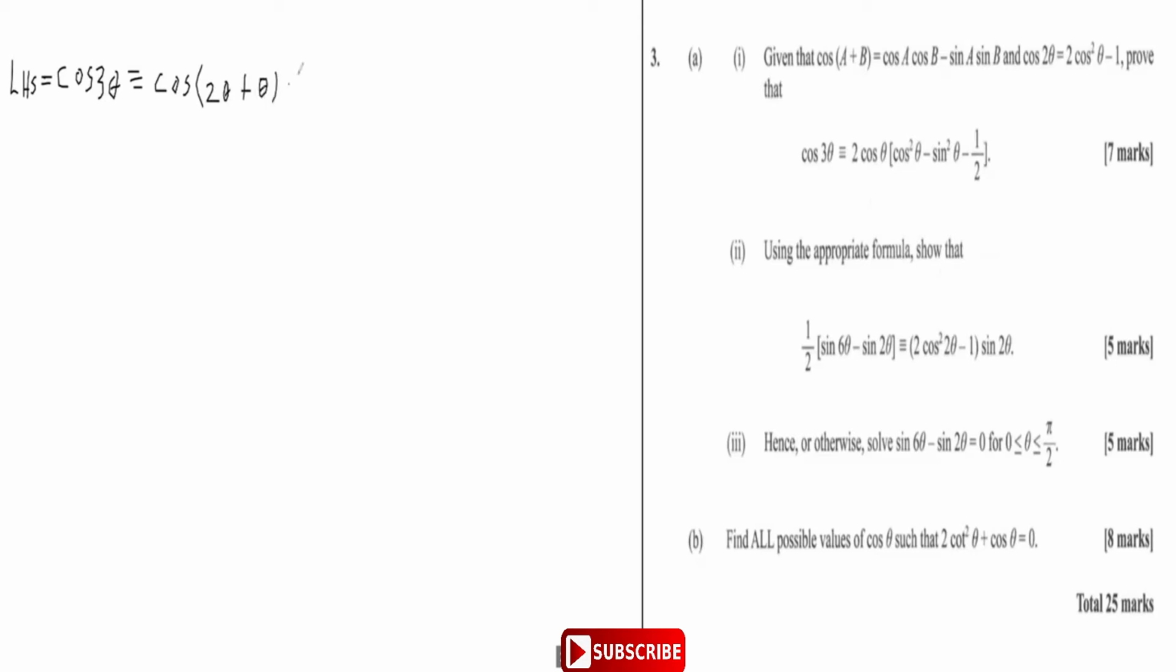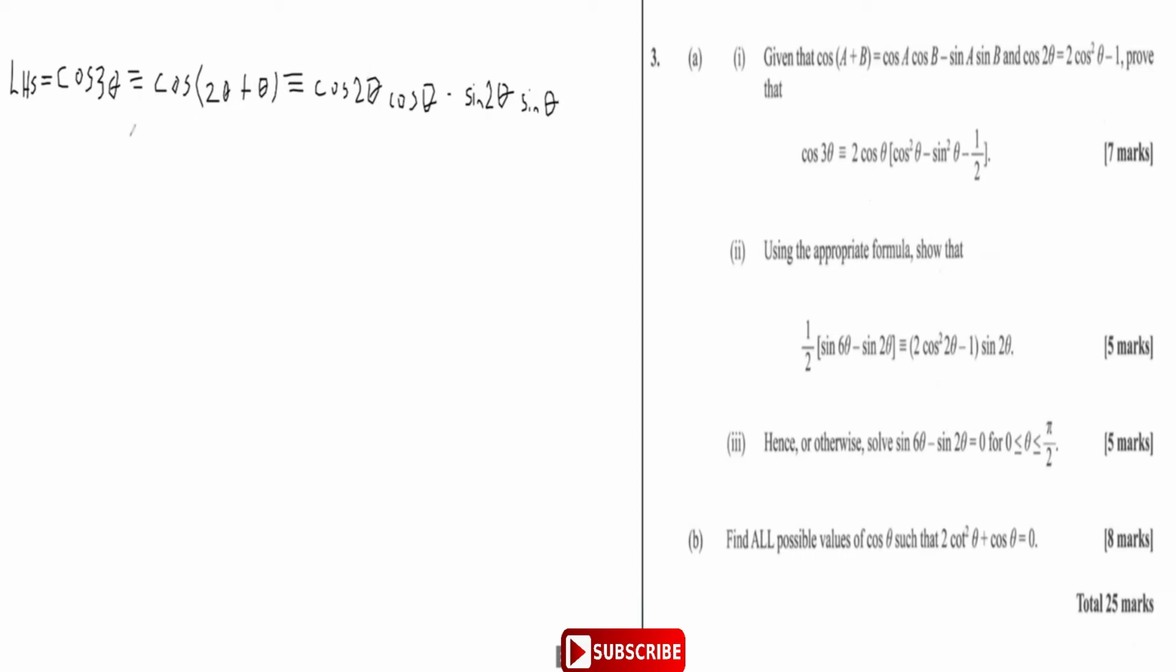Now, they just gave us that we can utilize the compound angle formula and express this as cosine 2 theta times the cosine of theta minus the sine of 2 theta times the sine of theta. Nice and easy. Again, it went further to tell us to use cos 2 theta as 2 cos square theta minus 1.